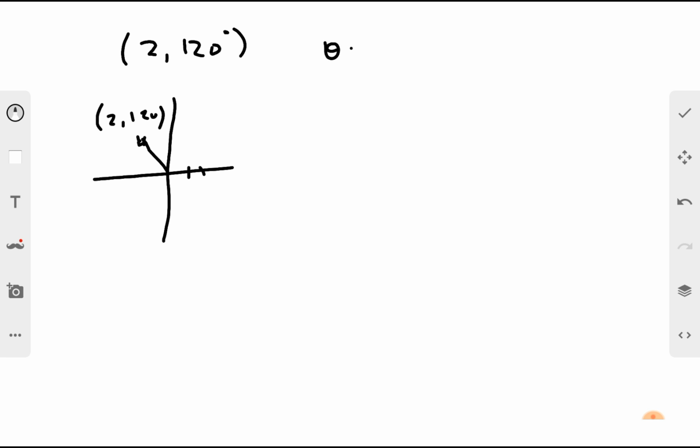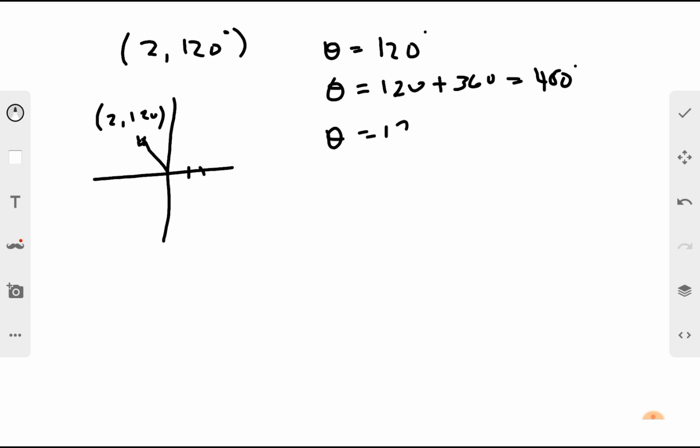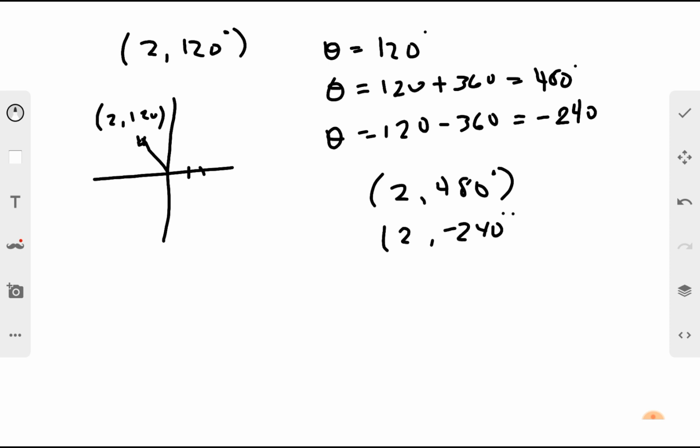So we could take our theta, which is 120, and we could add or subtract 360 to it. That would give us our coterminal angles. So another theta would be 120 plus 360, and that's going to give us 480. And another theta could be 120 minus 360, and that's going to give us negative 240. Okay, so that gives us a couple options right off the start here: (2, 480) and (2, negative 240). So that's just a matter of doing coterminal angles.